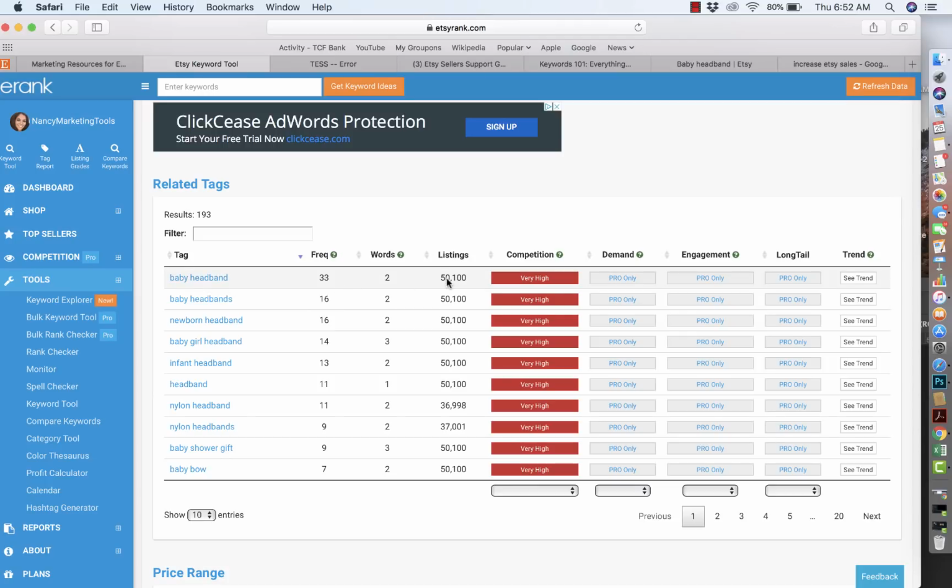it'll tell you, baby headband, how many people are using it. So it's over 50,000. They capped it at 50,000. Almost 300,000 people are using it, but it shows 50,000. Competition is very high. If you sign up for their pro version, you get the demand and engagement, and you also get the long tail. So it is worth it.